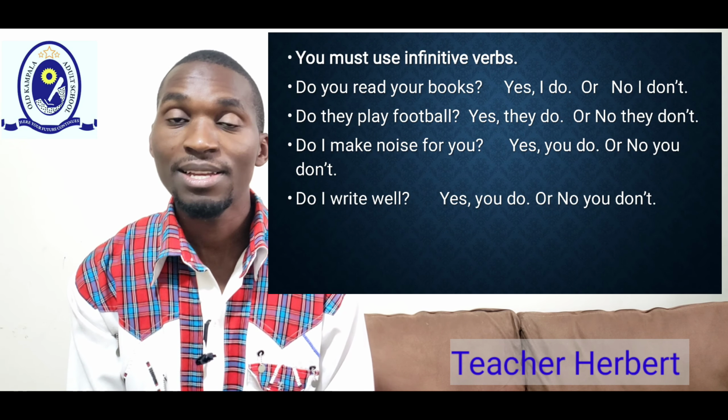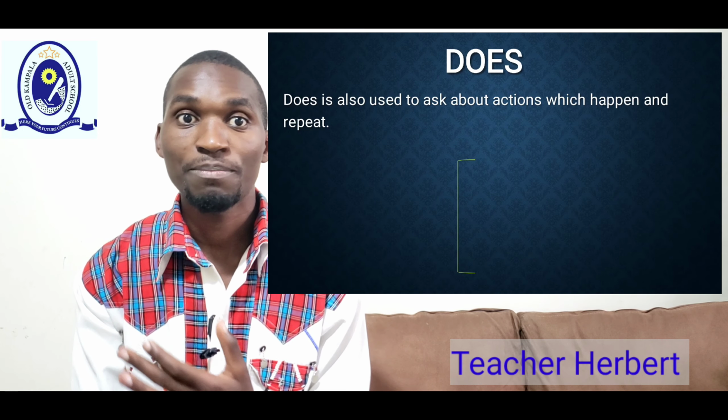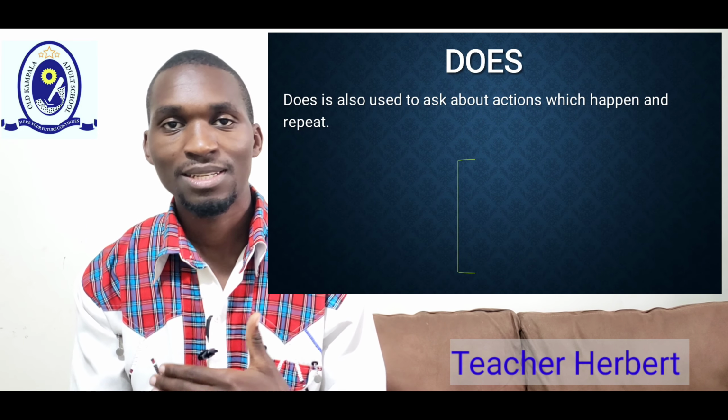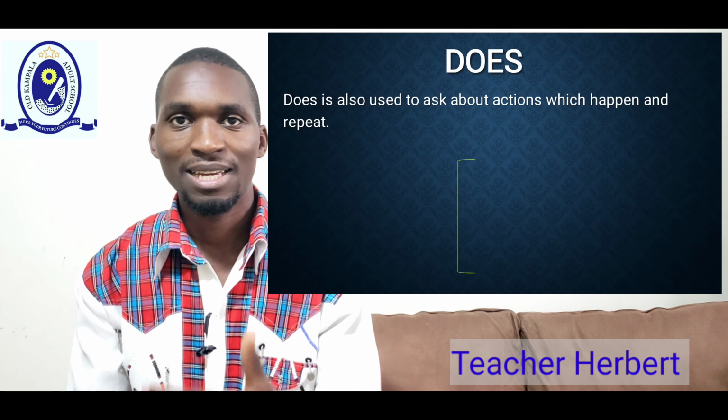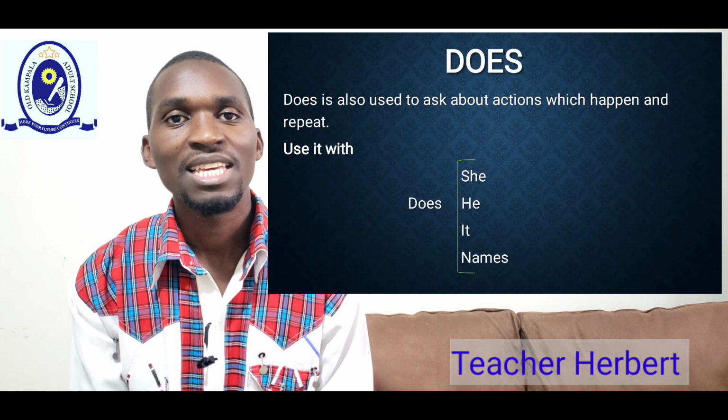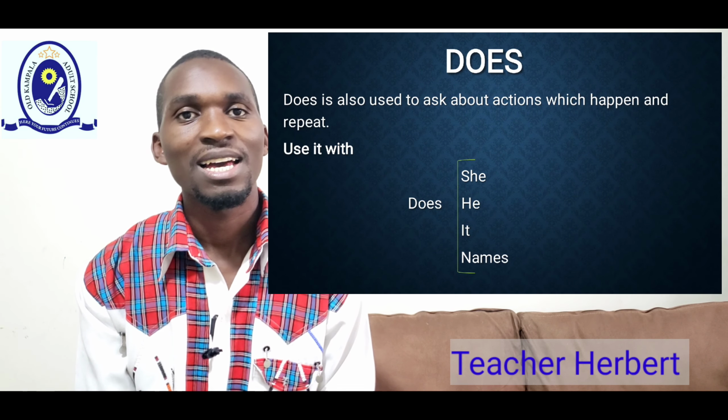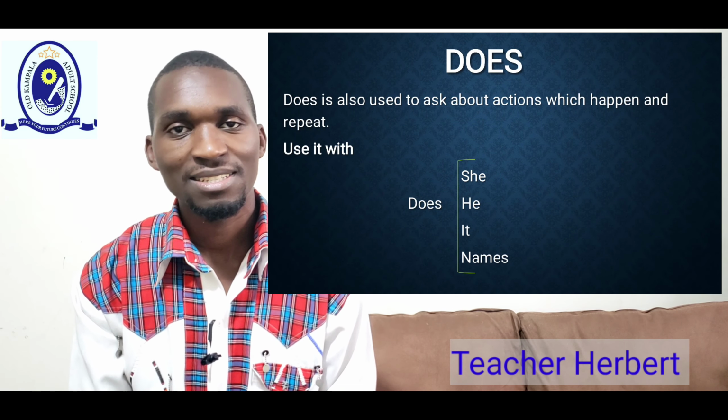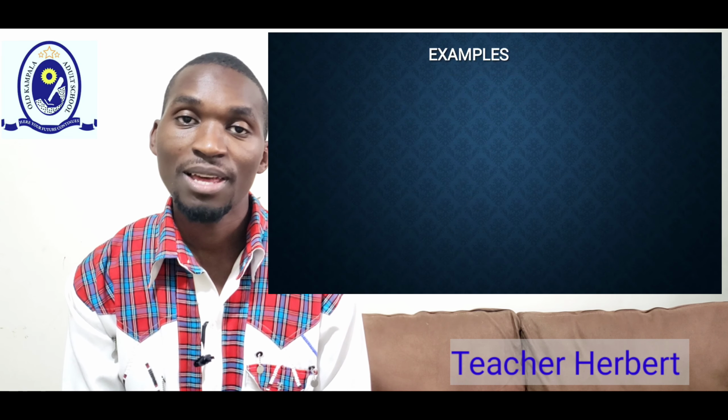Now, let's go to does. Also use does to ask about things which happen and repeat, again and again. But when you use does, please make sure that you use it with she, he, it, and with the name of a person. Only those four: she, he, it, and the name of the person.